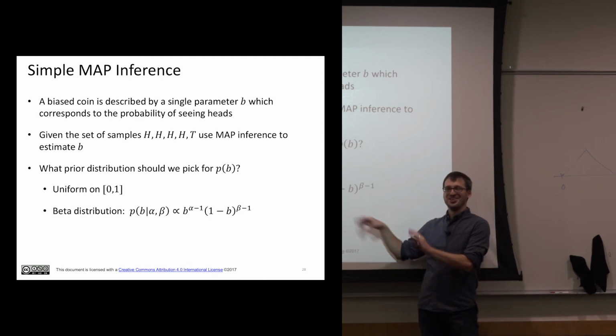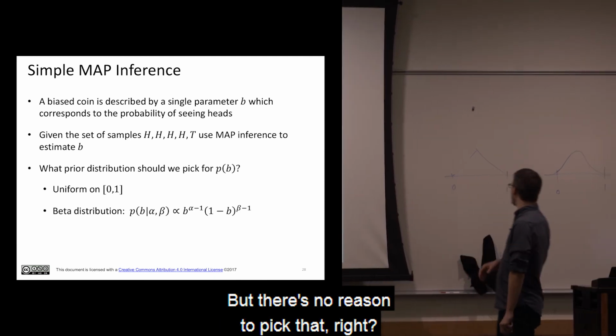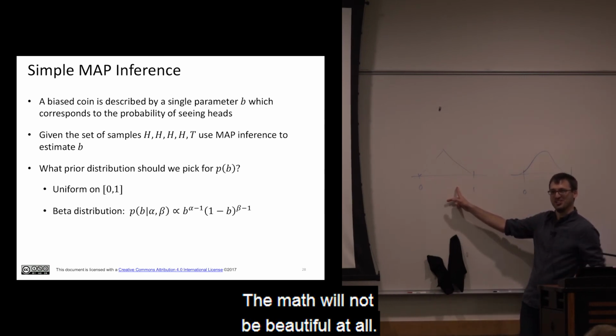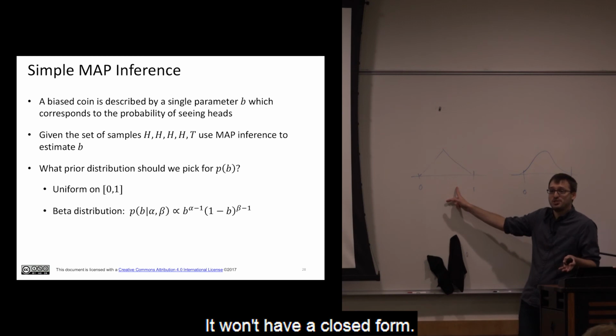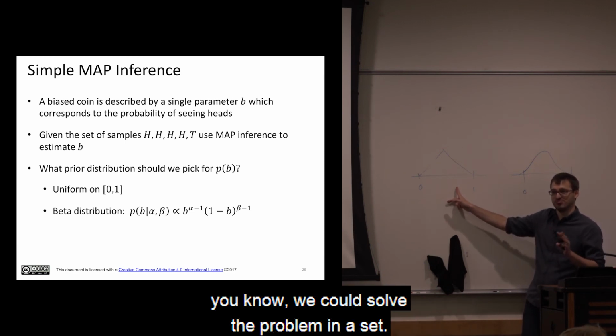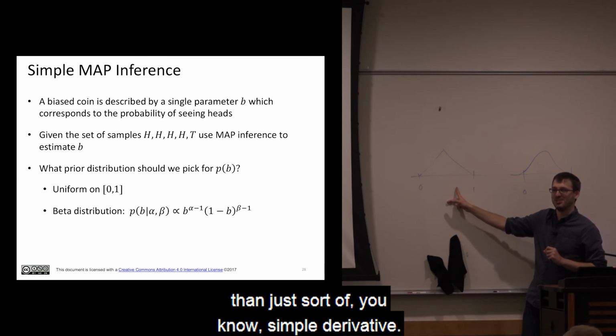For our purposes here, for illustrative purposes, it's nice that the math works out in closed form. But there's no reason to pick that. We could pick this funky distribution. The math will not be beautiful at all. It'll be really ugly. It won't have a closed form. But it's still a reasonable prior, and we could solve the problem in this setting. It just requires more computational effort, rather than just a simple derivative.